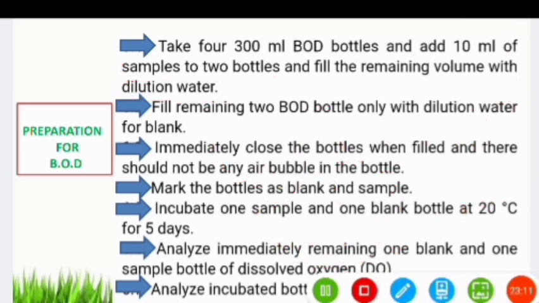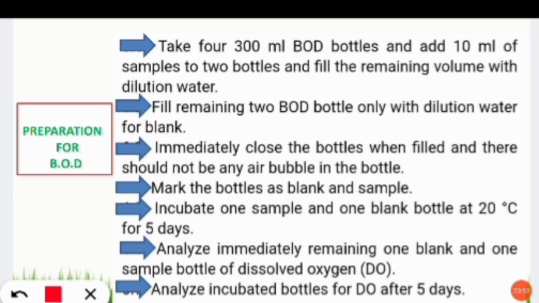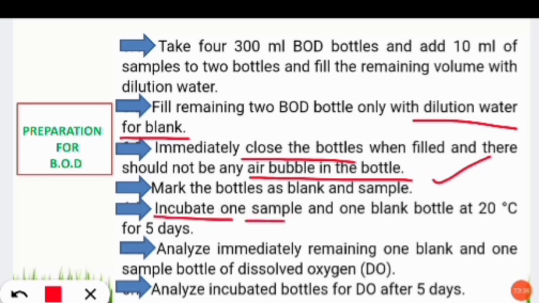Then 2 bottles will remain as blank, so they contain only the dilution water and no water from the sample site. Next we will immediately close the bottles, because we should not let any bubble come inside or go outside the bottle. Then we will mark which is the blank and which is the sample bottle. Then we will incubate the sample and blank bottles at 20 degrees Celsius for 5 days.